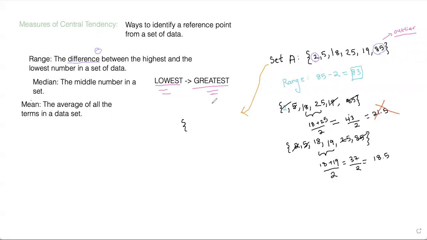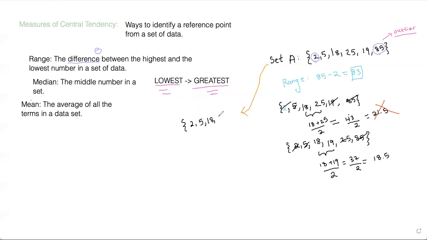And we're going to keep everything the same, and we're just going to take out 85, because it's an outlier. I want to show you guys what happens to the mean when there's an outlier versus no outlier, right? So first, let's just learn how to calculate the mean.